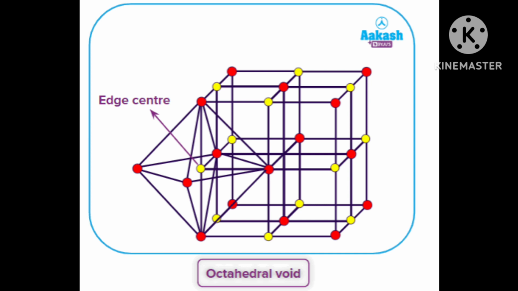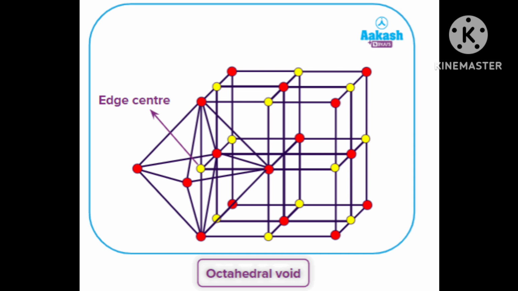Thus, in a cubic close packed structure, that means CCP, there are octahedral voids at the body center. You have seen that in the body center no atom was there, so only one void was there. Then octahedral voids at the body center of the cube is equal to 1.